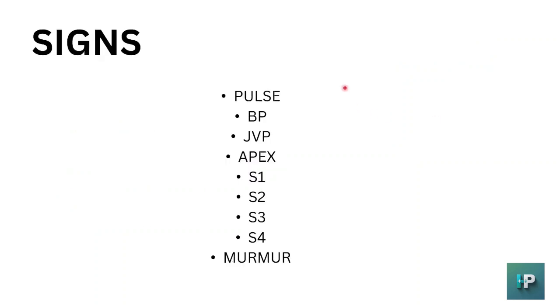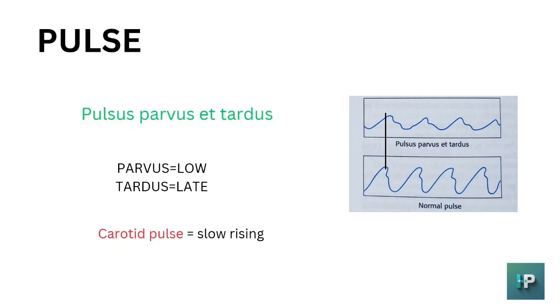Then let's see the signs in aortic stenosis. These are the signs which are normally discussed in the cardiovascular system and valvular heart disease: pulse, blood pressure, JVP, apex, heart sounds, and murmur. Let's see pulse. Here, the pulse is pulsus parvus et tardus. Parvus means low and tardus means late. The parvus is because of the low amplitude of the pulse. Due to obstruction by the stenotic valve, the pulse will be of low amplitude.